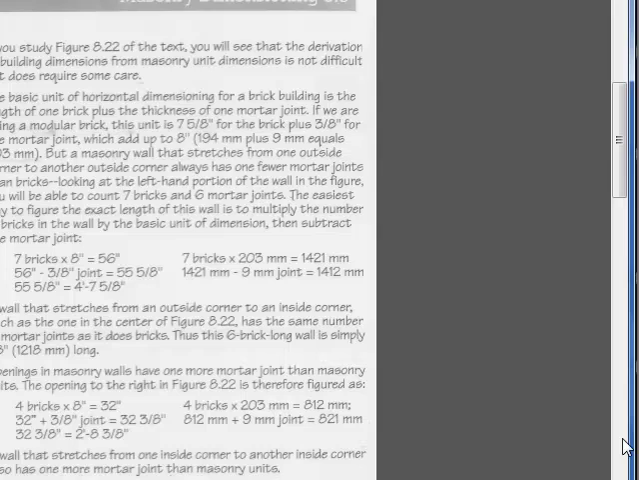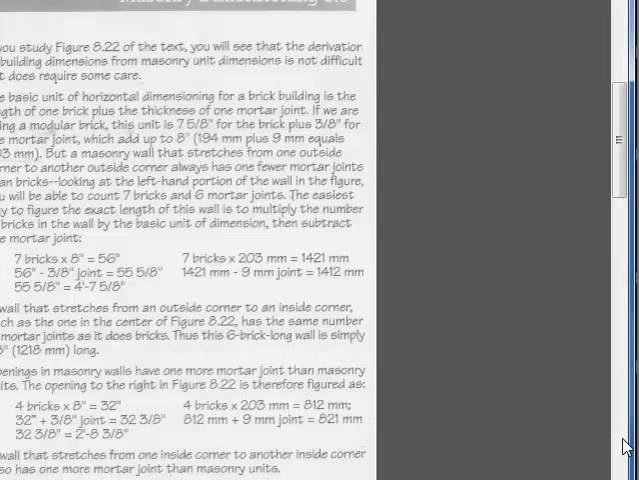The easiest way to figure out the exact length of the wall is to multiply the number of bricks in the wall by the basic unit dimension, then subtract one mortar joint. So the example they say is 7 bricks by 8 inches is going to give you a 56-inch wall. 56 minus a 3/8 inch joint is going to make the wall 55 and 5/8 inch long. 55 and 5/8 equals 4 foot 7 and 5/8.